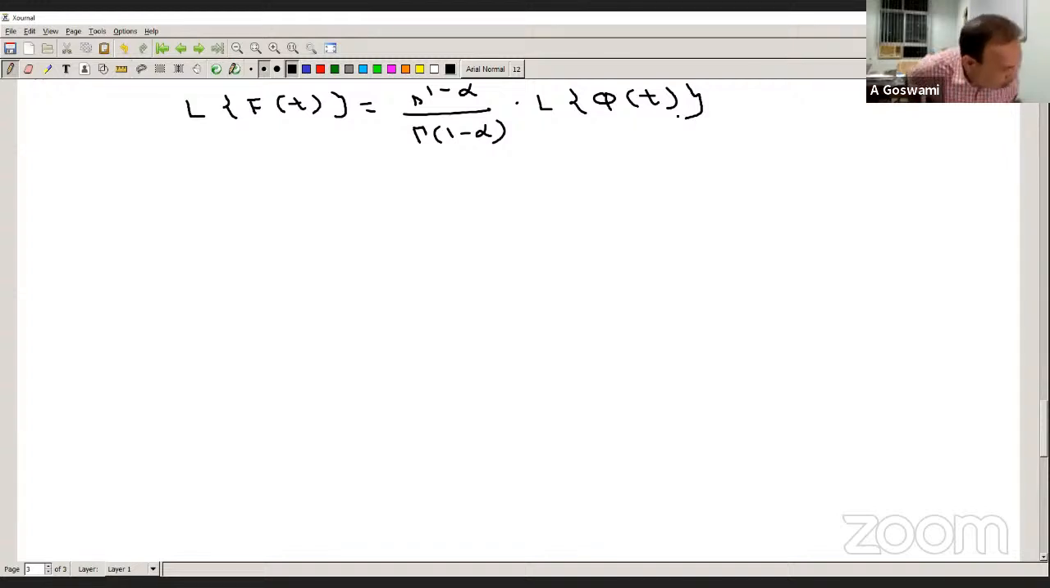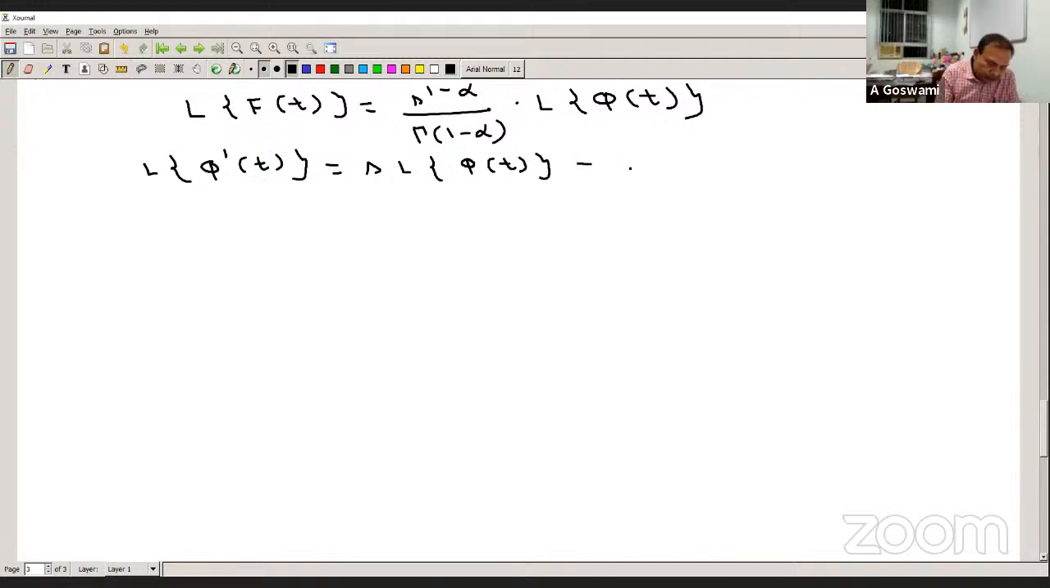Now, the Laplace transform of phi dash t, from the property, you can write down the Laplace transform of phi dash t equals s into the Laplace transform of phi(t) minus phi(0). And this value phi(0) is nothing but 0, because phi(0) is equal to the integral from 0 to t of (t minus u) to the power of minus alpha into du, so that this is 0. So your phi(0) is 0.